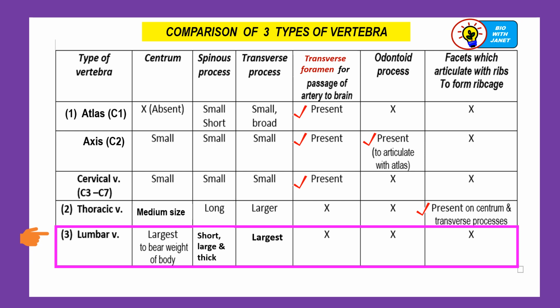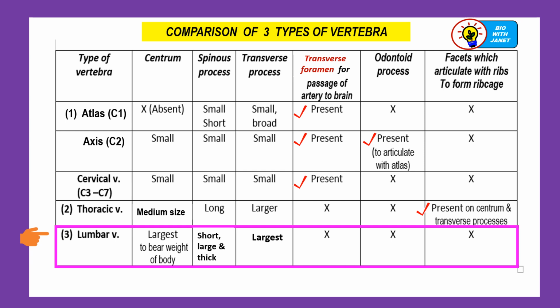Now next we come to the lumbar vertebra. So the lumbar vertebra has the largest centrum to bear the weight of the body. It bears more weight of the body compared to the cervical vertebra and the thoracic vertebra. So it has the largest centrum of the three. And then the lumbar vertebra has a short spinous process.